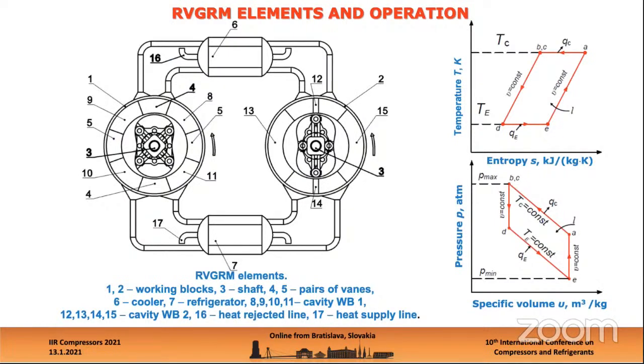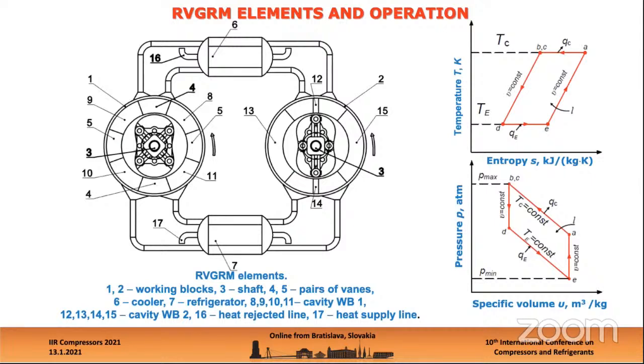Two diametrically opposite vanes are installed inside each working block. The vanes 4 and 5 in the first W form 4 work chambers 8, 9, 10, 11. The same vanes in the second W form the working cavities 12, 13, 14, 15. The cavities of W1 and W2, the lines of the cooler 6 and the refrigerator 7 are sealed and filled under excess pressure with a gaseous working fluid, such as helium.